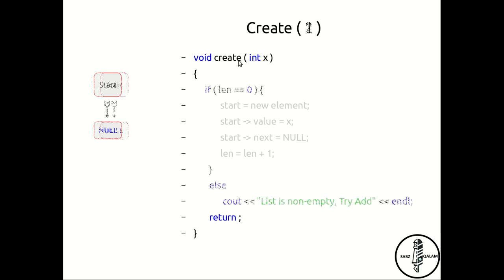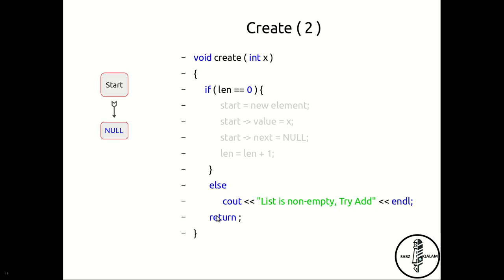So there are two options. The first is there is already a linked list, right? So if length is not equal to 0, you go to else and you just say sorry to the user. The linked list is non-empty. Maybe you shouldn't be invoking the create function. Maybe you should be invoking the add function. And then you can just tell him and exit, hence return.